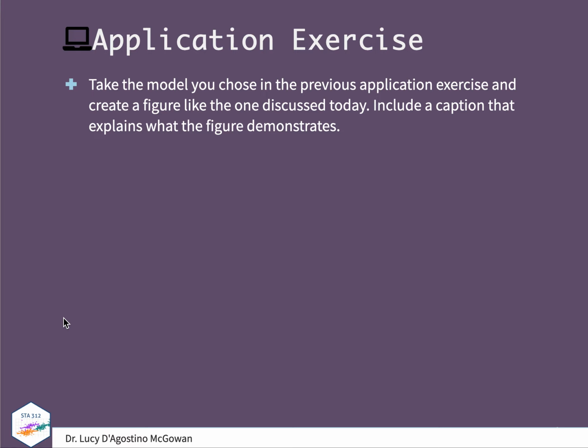So what I want you to do is I want you to go ahead and take the model that you chose in the previous application exercise, and I want you to create a figure like the one discussed today. So I want you to create a forest plot of that model. And I want you to include a caption that explains what this figure demonstrates, and add that to the RMD file that you've been working on, and knit to a nice HTML file, and then go ahead and upload that to Canvas.